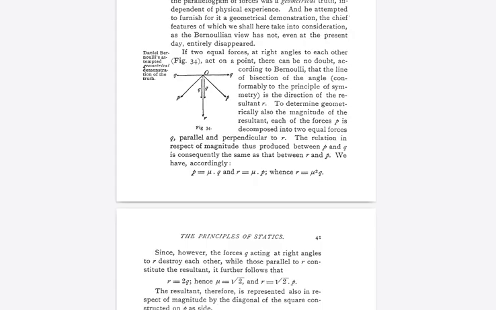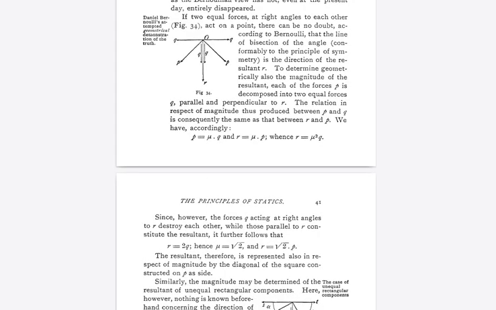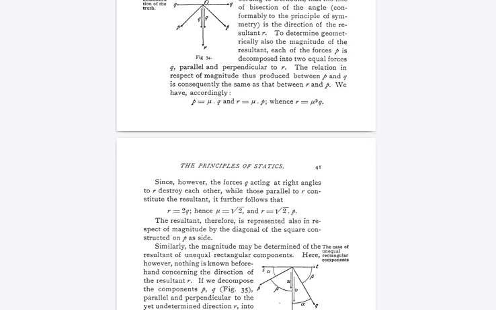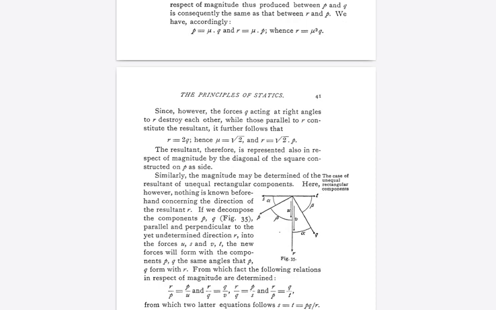The relation in respect of magnitude thus produced between P and Q is consequently the same as that between r and P. We have accordingly P equals μ times Q, and r equals μ times P, whence r equals μ squared times Q. Since, however, the forces Q acting at right angles to r destroy each other, while those parallel to r constitute the resultant, it further follows that r equals 2Q. Hence, μ equals the square root of 2, and r equals the square root of 2 times P. The resultant, therefore, is represented also in respect of magnitude by the diagonal of the square constructed on P as side. Similarly, the magnitude may be determined of the resultant of unequal rectangular components.